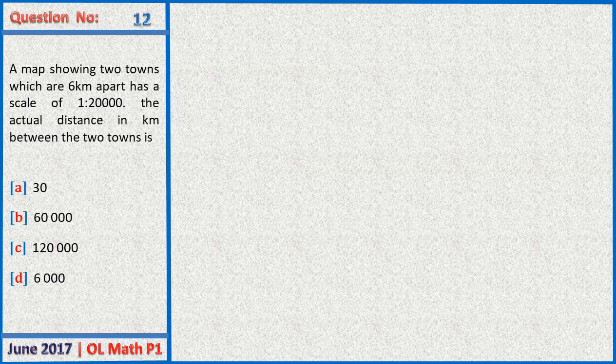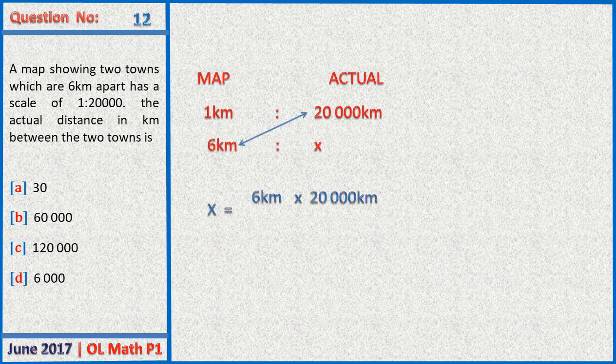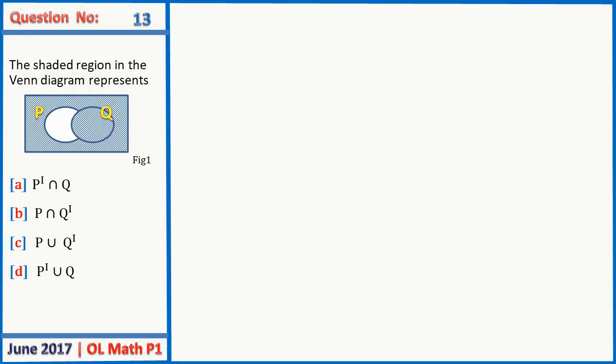Question 12. A map shows two towns which are 6 kilometers apart, having a scale of 1:20,000. The actual distance between the towns in kilometers is... So maps and linear scales are involved here, and the scale is 1 kilometer is to 20,000 kilometers. So 6 kilometers will give us x. By cross multiplying, we will have x to be equal to 6 kilometers times 20,000 kilometers divided by 1, and that gives us 120,000 kilometers. Key C.